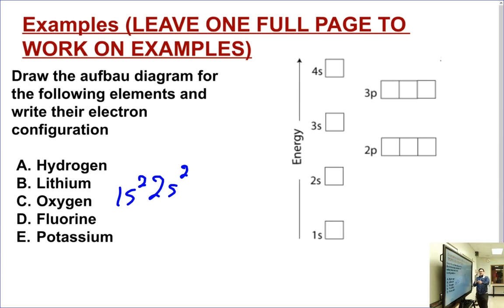Now, 2s, I go straight across. We now run into our p block. It's on the second row. It's in the p orbital. And then how many over to get to oxygen? 1, 2, 3, 4. Are my 8 electrons now accounted for? Yeah.